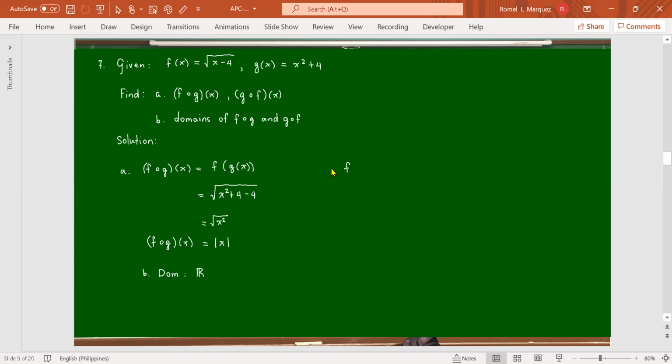Guys? What about G circle F of X? That is G of F of X. What is this equal to? I'm going to input the radical here inside. Square root of x minus 4, quantity squared, plus 4. This is equal to, guys, x minus 4 plus 4. Am I correct, children?